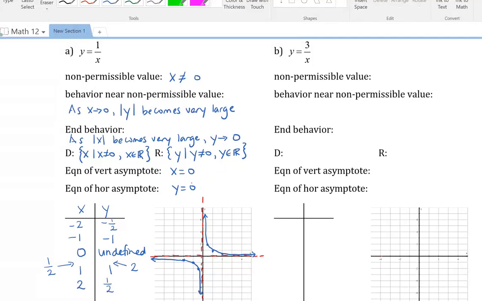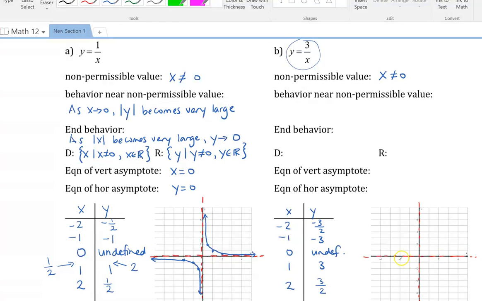All right, let's take a look at the second one and compare it to the first one. If you look at the numbers, we can see that the only difference is that there's a 3 on the top. So let's see what happens with that. The non-permissible value is still x cannot equal 0, since that's what's dividing on the bottom. So we're going to place that in the middle of our table. Pick 2 numbers on either side. And this time we get negative 3 over 2, negative 3, 3, and 3 over 2 when we plug it into this equation.